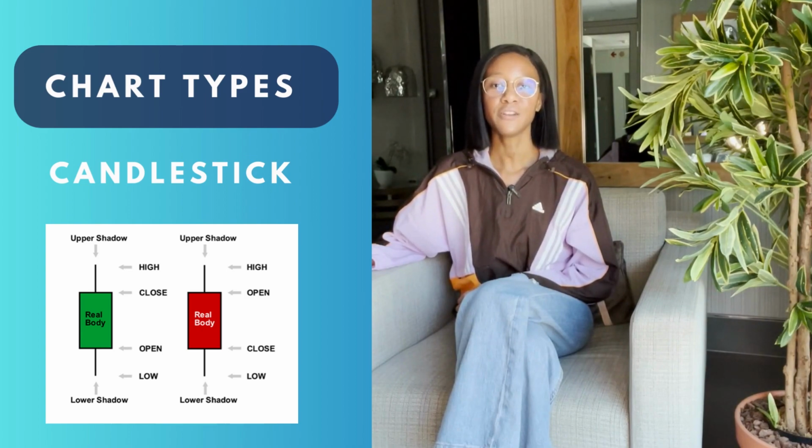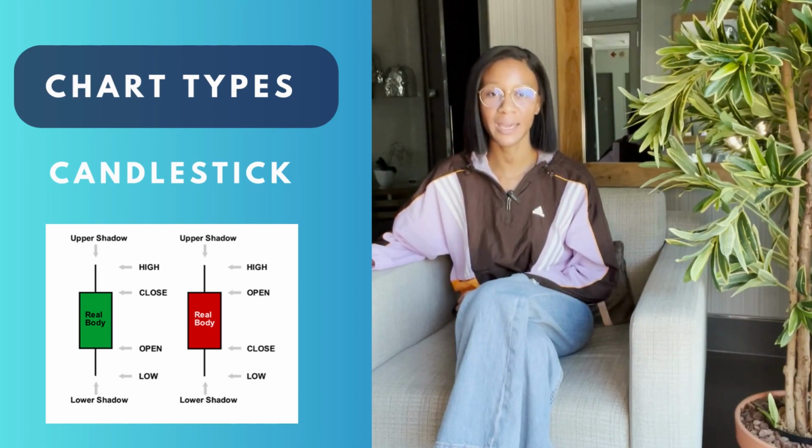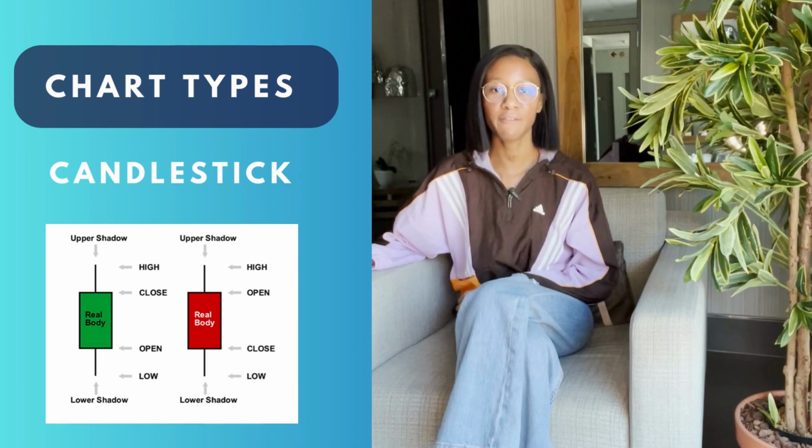So now the difference between the open price and the closing price is that if you're looking, for example, at a green candlestick, the opening price would be at the bottom and the closing price would be at the top. But if you're looking at a red candlestick, the opening price would be at the top and the closing price would be at the bottom.